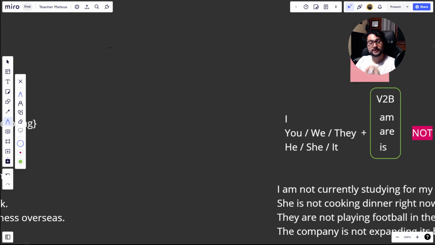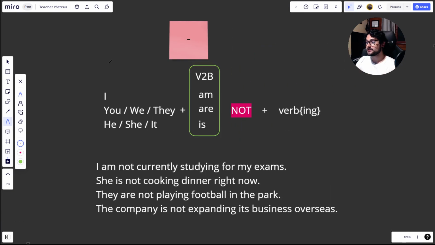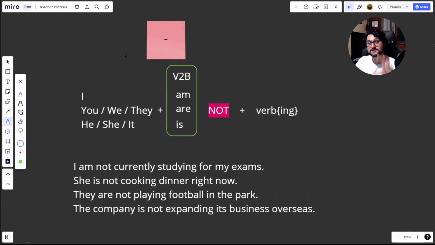Let's check the present continuous in negative. In negative, guys, it's pretty similar. The only difference is that we have this guy here, not. So we would say, I am not. You are not. You, we, and they are not studying. He, she, and it is not working, for example. And then the ideas, the examples that we discussed previously, now they are in negative.